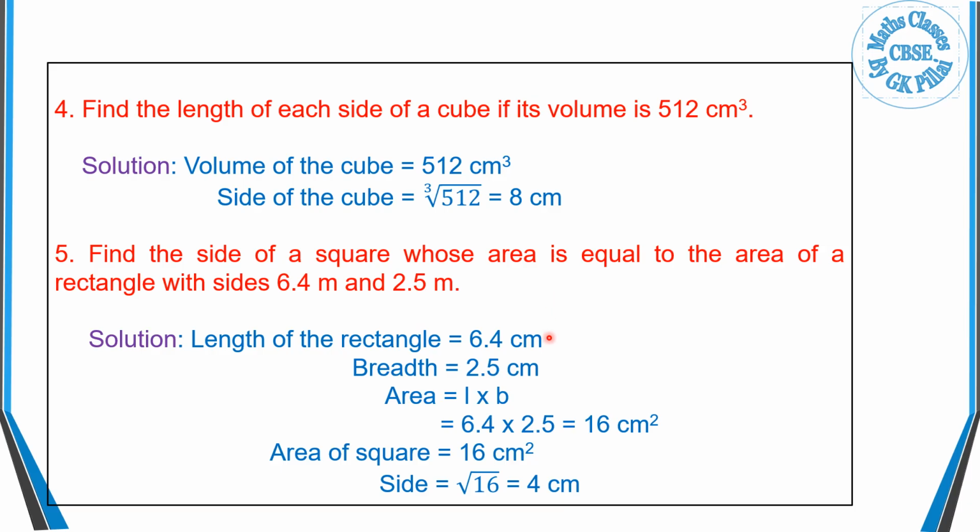The next one, find the side of a square whose area is equal to the area of the rectangle with sides this and this. Multiply these two, length into breadth. Area of a rectangle is length into breadth. Multiply, you will get 16 centimeters squared as the area of the rectangle. Now the area of the rectangle and the area of the square is the same. So naturally the area of the square will be 16 centimeters squared. Side will be the square root of 16, 4 centimeter.